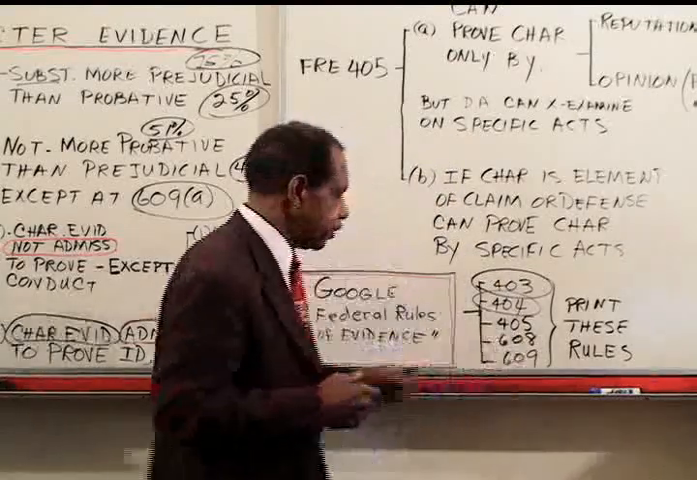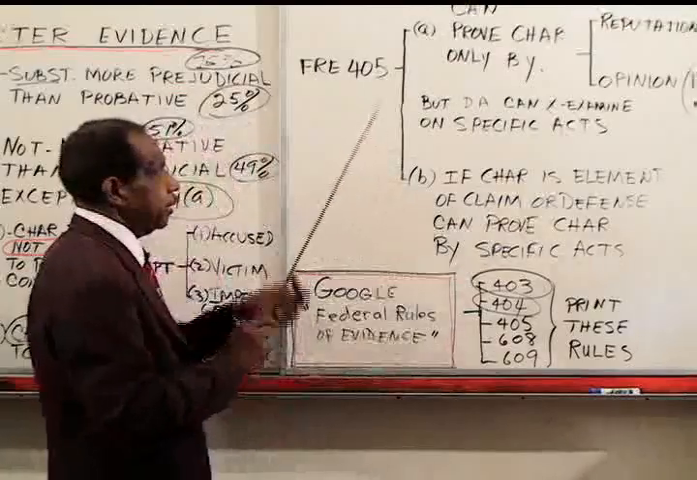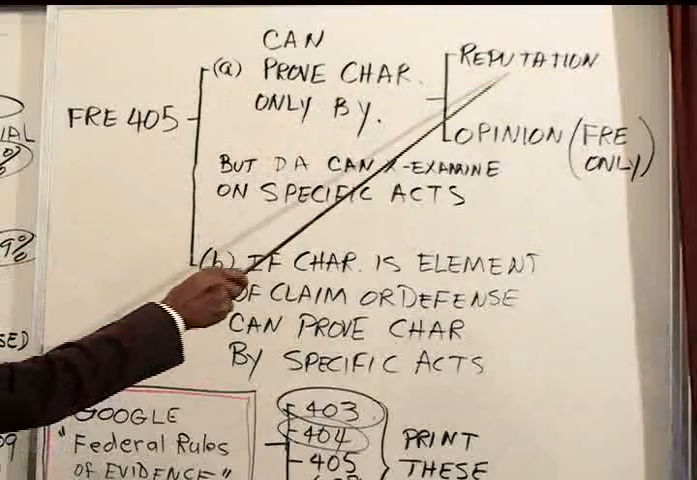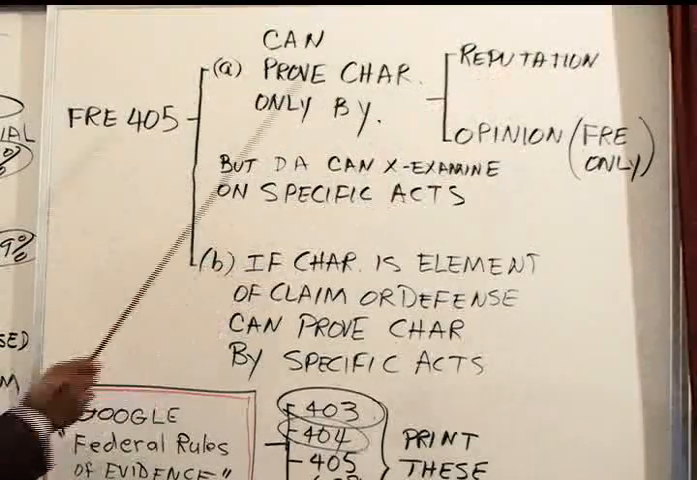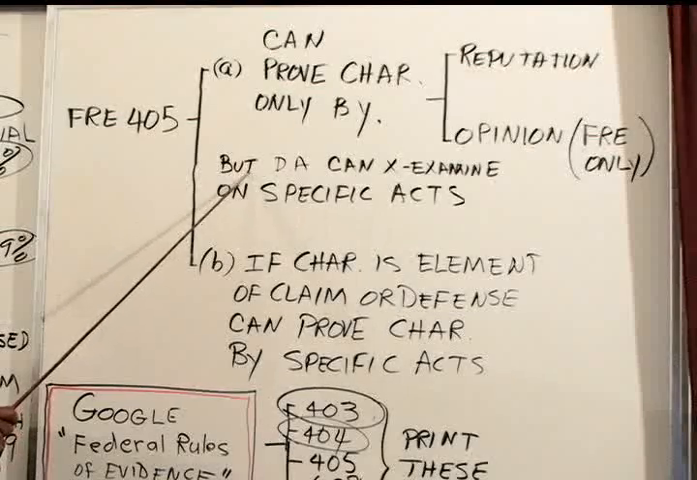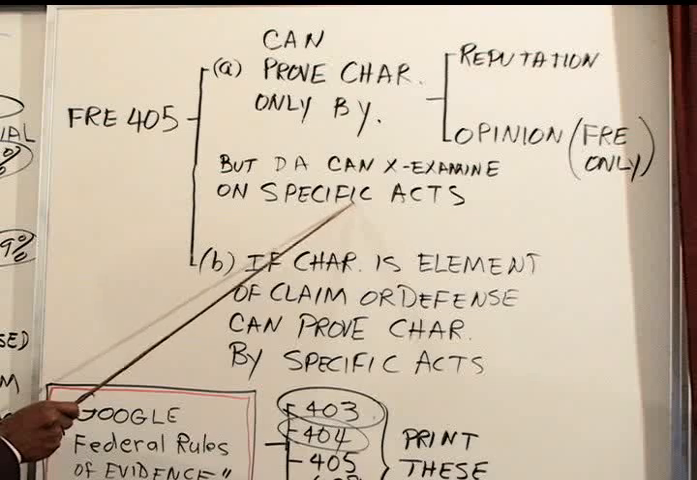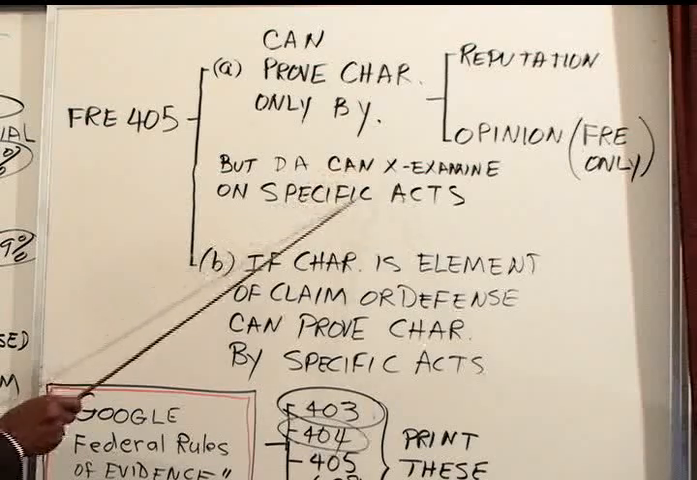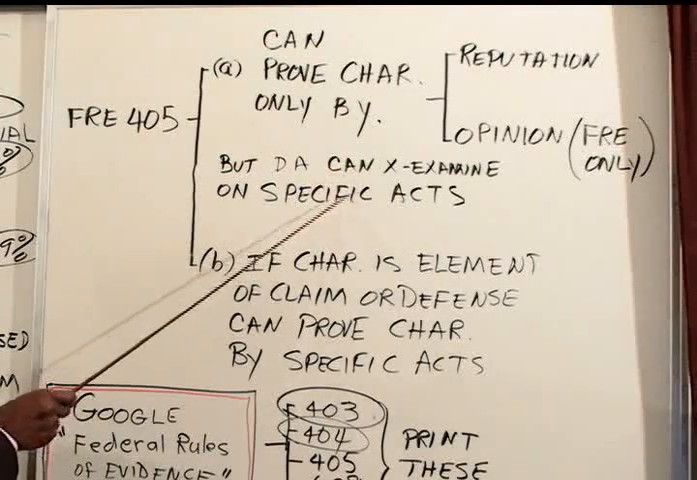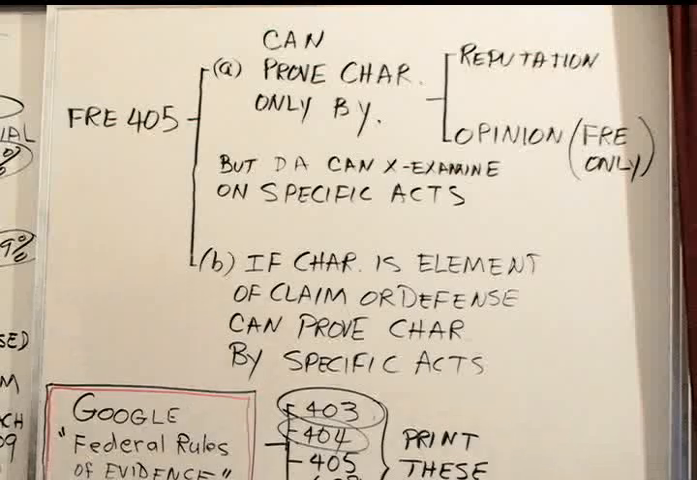So what this says here, and this is an important rule, is that even though I can testify only as to reputation or opinion, on cross-examination, the DA can ask about specific acts. And they're doing this to see if I know the person that well, supposedly.